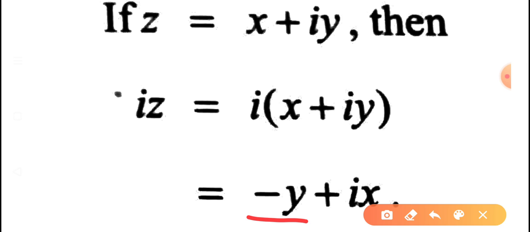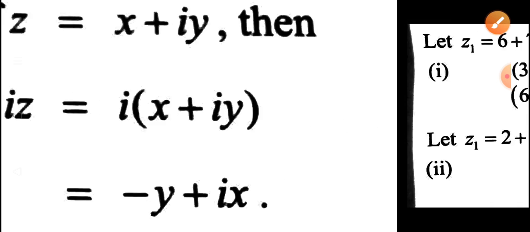Here there is no other term. So this is our real part. If we have i, this is the imaginary part. Here the imaginary part is what? x. Real part is what? Yes, very good, minus y. Okay, do you understand?